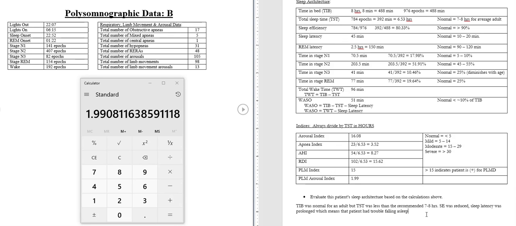So really the sleep efficiency was reduced mainly because the patient had trouble falling asleep. Sleep efficiency was reduced, sleep latency was prolonged. So we'll do that. And WASO close to normal, which ultimately means that the patient had trouble falling asleep, but not so much staying asleep.